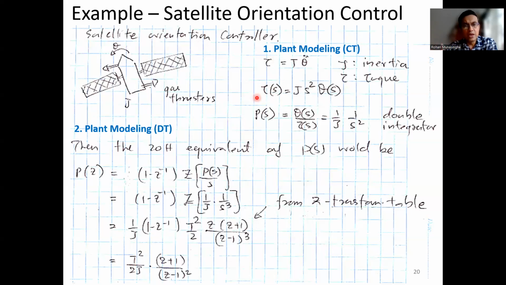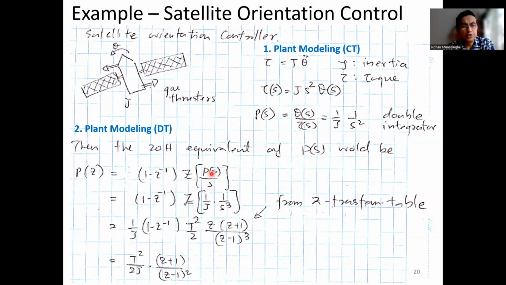Then as control designer, you move on to the next step. Step 2 is plant modeling. So what is in there? We convert this plant, which is the continuous time, S domain or Laplace domain transfer function, into the discrete domain, right? We want to design a digital controller, or discrete time controller, for this one. So we use the zero order hold equivalent of P of S, which is 1 minus Z to the minus 1 times the Z transform of P of S over S.